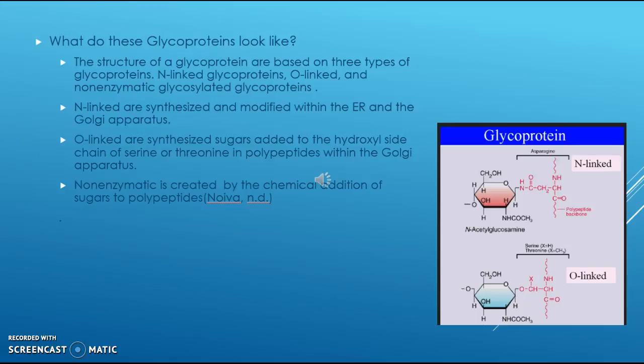N-linked are synthesized and modified within the ER and the Golgi apparatus. O-linked are synthesized sugars added to the hydroxyl side chain of serine or threonine in polypeptides within the Golgi apparatus. Non-enzymatic is created by the chemical addition of sugars to polypeptides. And of course, I do have a picture of a glycoprotein, just an idea of what N- and O-linked look like.